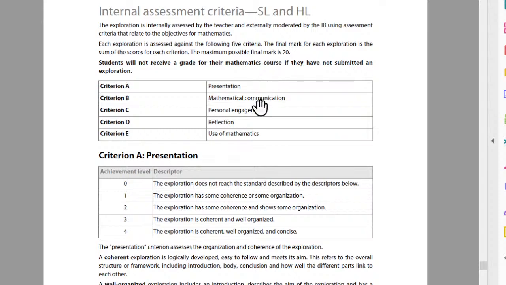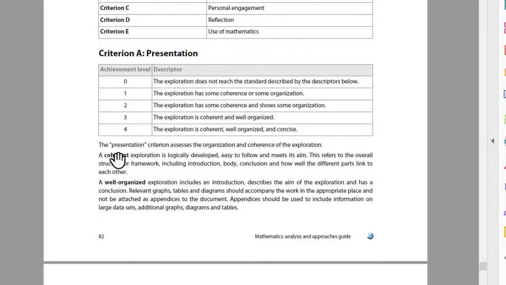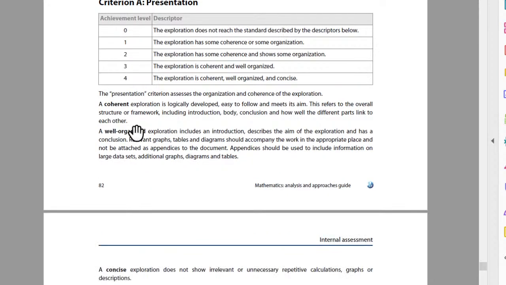So let's go for coherence. We're looking for coherence and organization. Coherent is logically developed, easy to follow, and meets its aim. The introduction describes the aim and the exploration, and there is a conclusion. So you see, it's definitely well organized. It's clear from the subheadings and the headings.